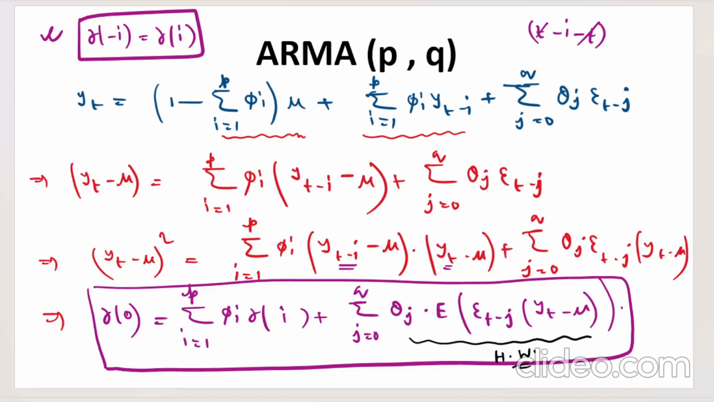So now we will straight away go into the auto-covariance function. I hope this variance part is clear. If you have any doubts, you can let me know in the comment section. If you know this process, then everything is all right.